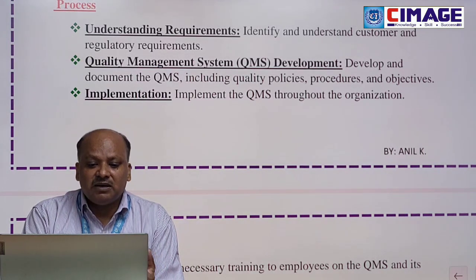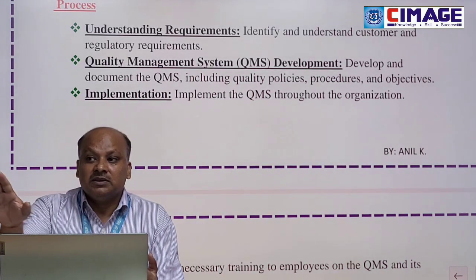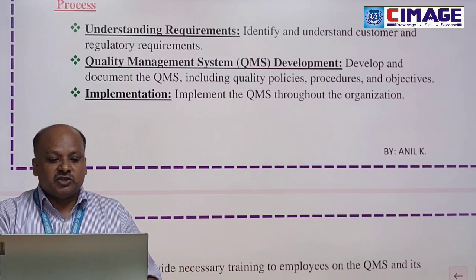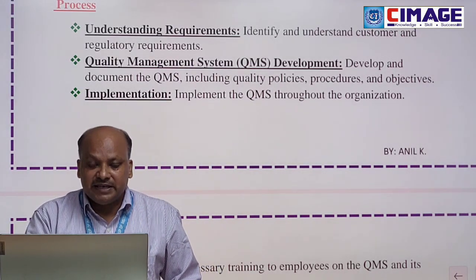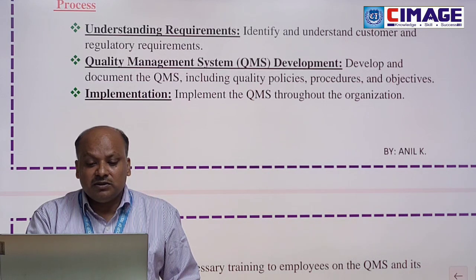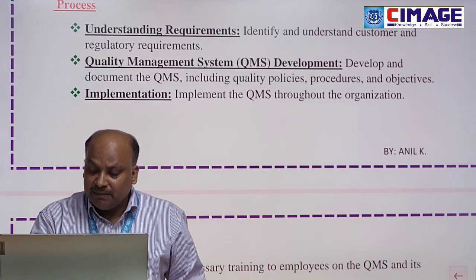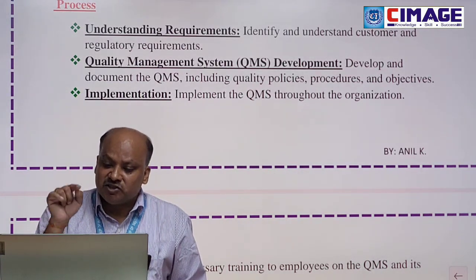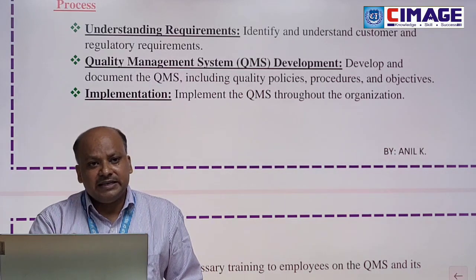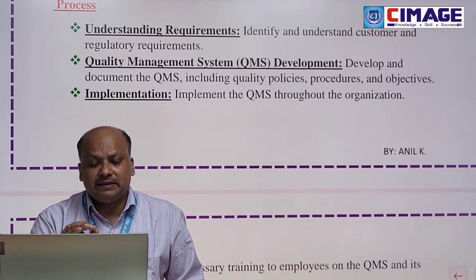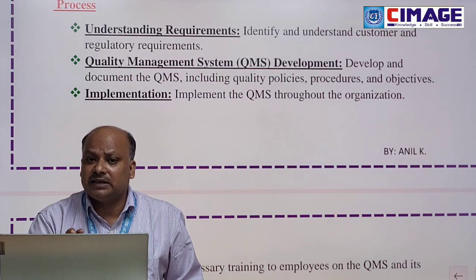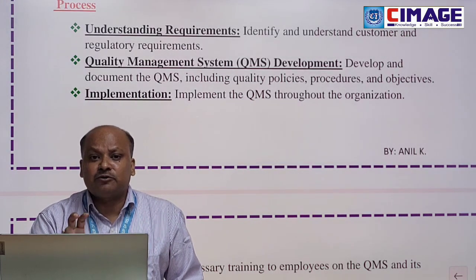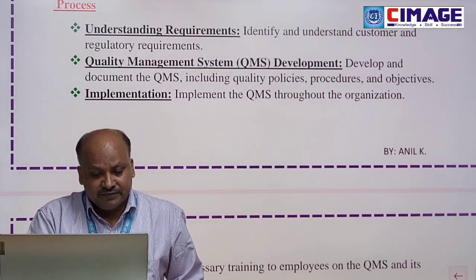Now, the another one is the implementation. This is the third step, where implementation means implementing the quality management system throughout the organization. We cannot consider quality assurance only by improving certain things, rather it should be in a cumulative way.